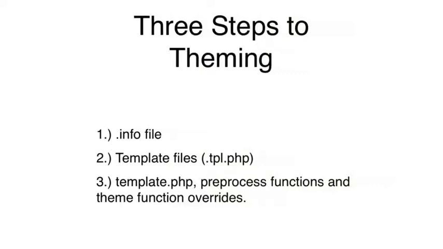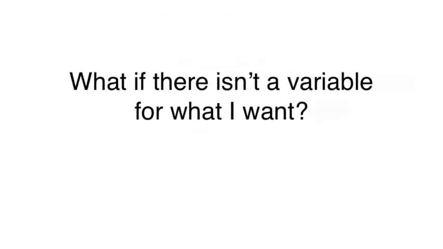But in this series, we're actually going to talk about template.php. This is the file where all of your functions live, and we are going to discuss preprocess functions and overriding theming functions. So what if there isn't a variable for what you want to do in your page TPL or in your node TPL? You've already done a dump of all possible variables and it's just not there. You've got something else unique and custom.